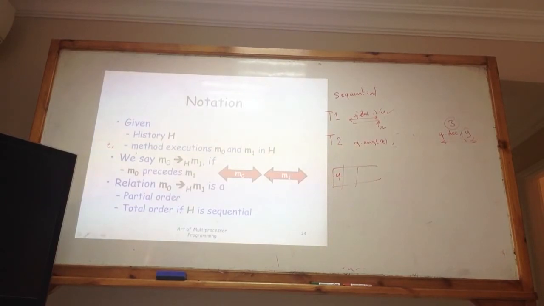So this is the notation, and basically we have this history. And then you can define the precedes like that. If it's like that, then you can say that this method invocation happens before, or precedes, M1. Right, and this is a partial order relation.